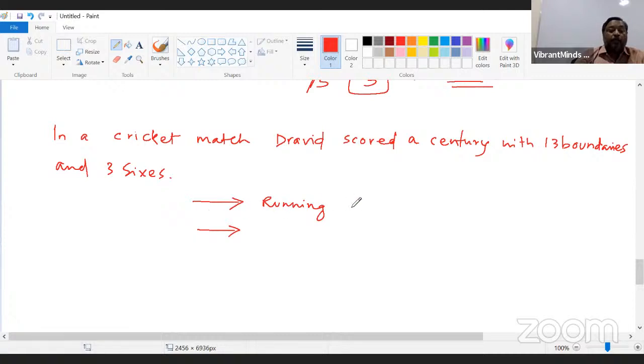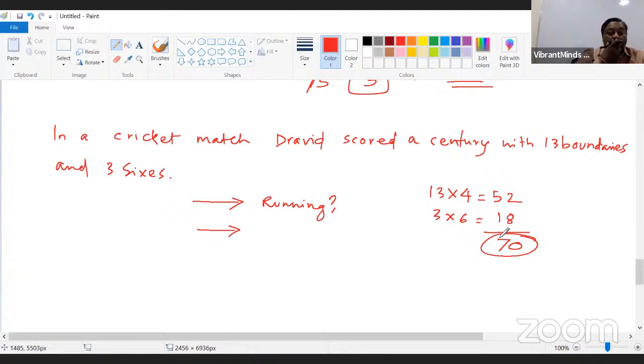Okay, so what I will be asking is, what percentage of runs he has scored by running, let's say. This is my question. So understand, 13 boundaries means 13 into 4, 52 runs. And 3 sixes means 3 into 6, 18 runs. So can I say 70 runs he has scored through boundaries?